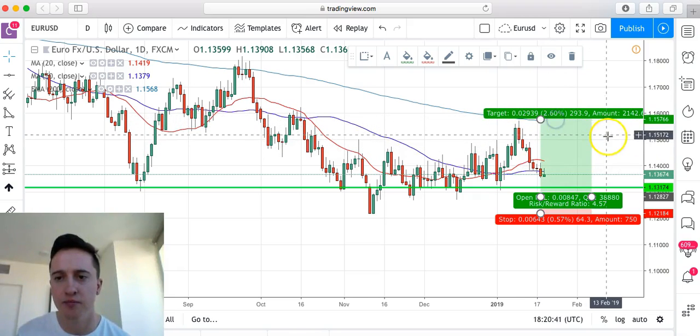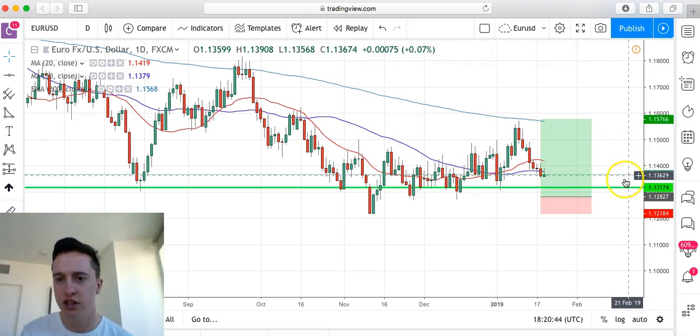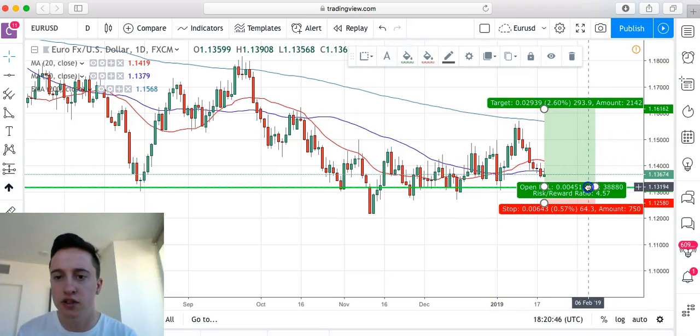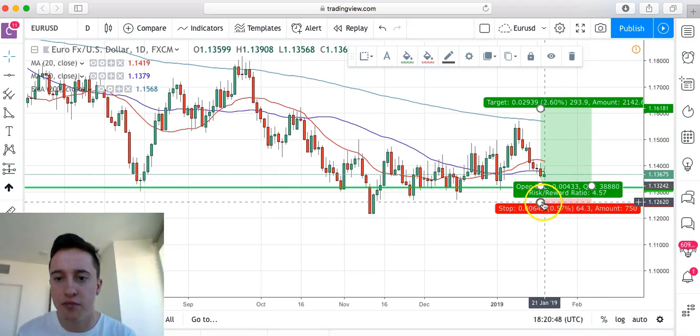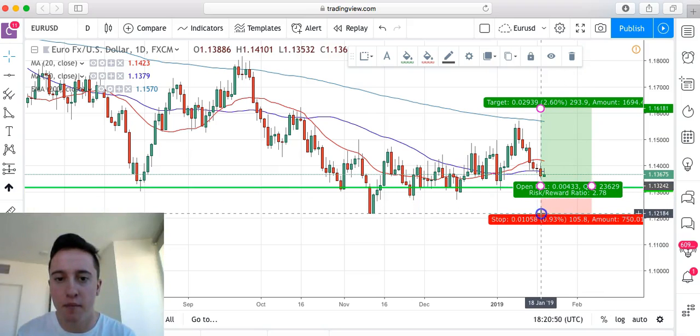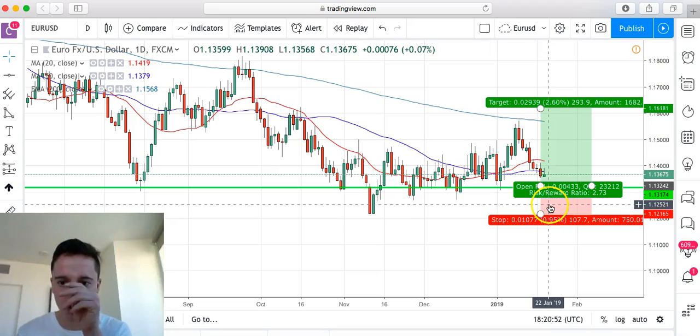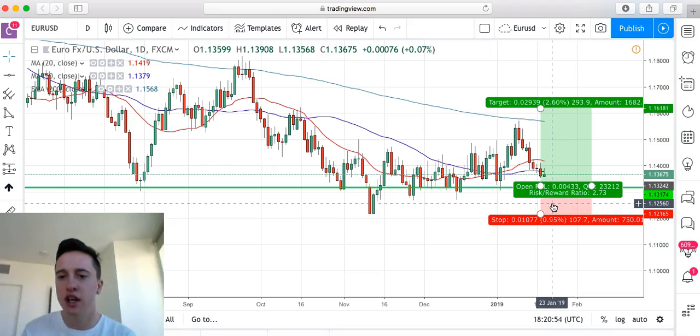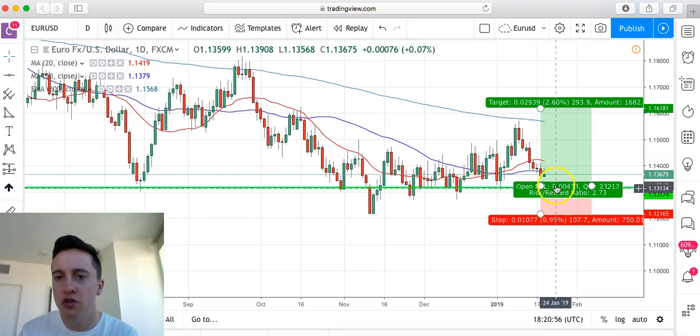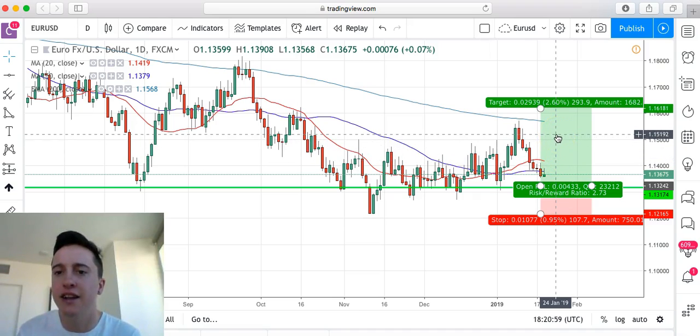Right about there, where our moving average is. So you guys can see, let's move this up a little more to get more accurate. Boom. There you guys go. So we have about 107 pip stop loss to about a 293 take profit. So when we're trading, guys, you always want to have a 3-to-1 risk reward ratio, and that is a key.